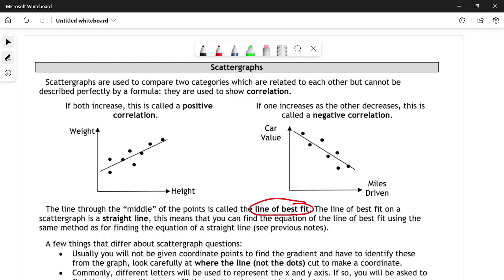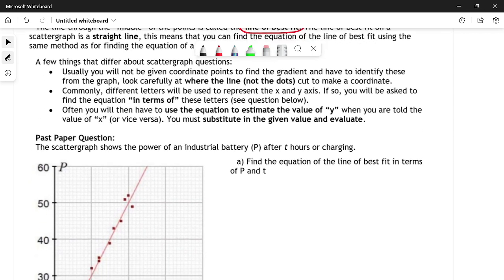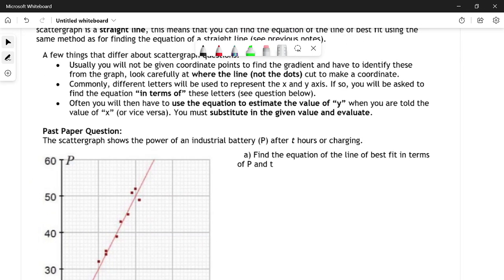So all we're really doing here is finding the equation of a straight line, but it's a wee bit different. Usually it will not be coordinates given to us, it will be real life situations, and you have to pick out one of the dots that you can accurately get an x and a y coordinate from. Commonly different letters will be used to represent the x and y axis, so it might be height and weight, so W and H, or miles driven and value, so maybe M and V, and you usually have to give your equation in terms of these letters. A common mistake that people make is to not change the letters from y and x to whatever they are in the question. We'll see that in a minute.